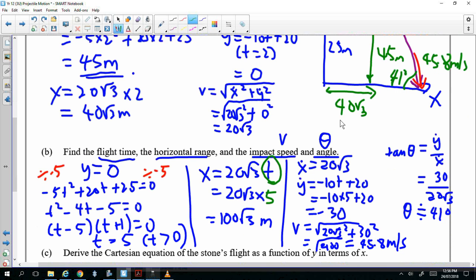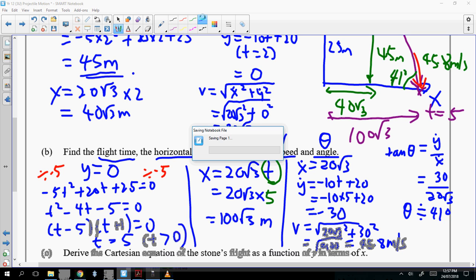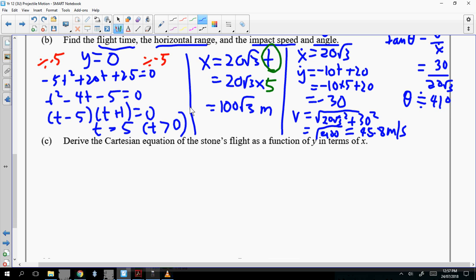Okay, let's do that. Cartesian. So how do we find Cartesian? Just like parametric equations, we've got two equations, x equal to 20 root 3t, and y equal to negative 5t squared. So what you need to do is eliminate time. So how do we eliminate time? Make t the subject, x over 20 root 3, substitute that into the equation, and then you just use algebra.